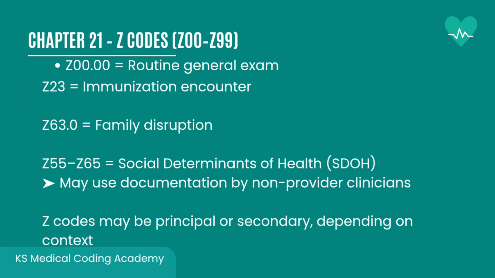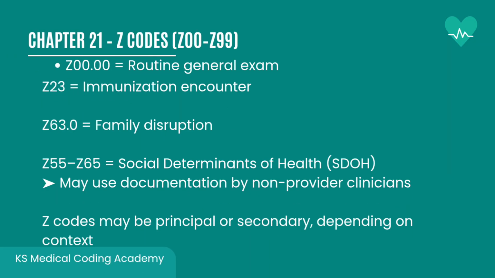Chapter 21: Z-codes. Z-codes capture preventive care, screenings, social risks, and personal history. Common examples: Z00.00 equals general medical exam. Z23 equals immunization encounter. Z55 to Z65 equals social determinants like homelessness, low education. FY 25 confirms that nurses, social workers, or therapists can document SDOH.